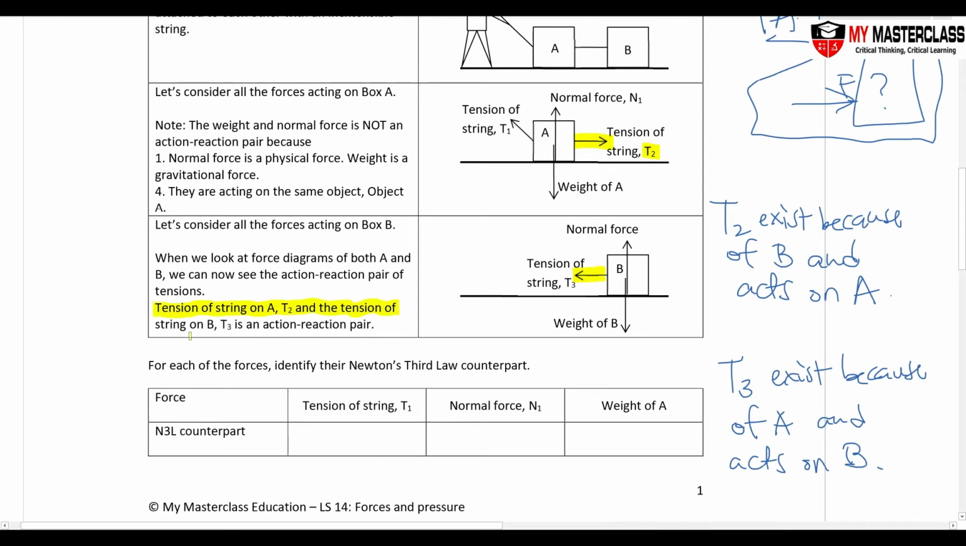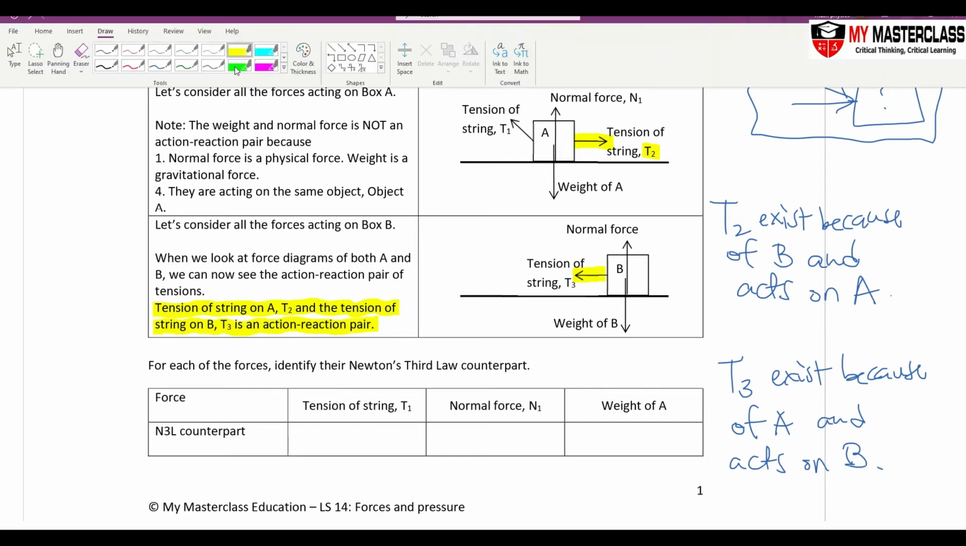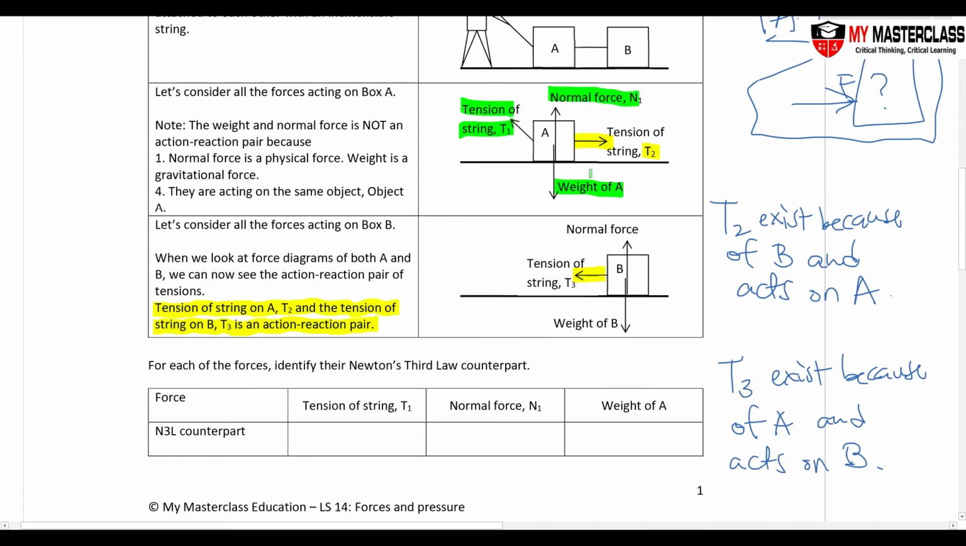Now that we have identified one pair, let's take a step back. I can only see that T2 and T3 is a pair when I draw the force diagram on object B. If I don't draw object B, there is no T3, and I will not be able to see the pair. The same thing here, the 3 other forces, weight, normal force, and the tension in the string, are not going to appear until I draw another object. Then you ask yourself, what causes the weight, what causes the tension, or what causes the normal force here? That will help you identify the pair.